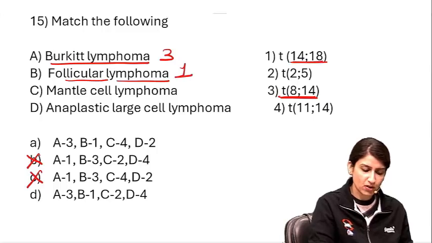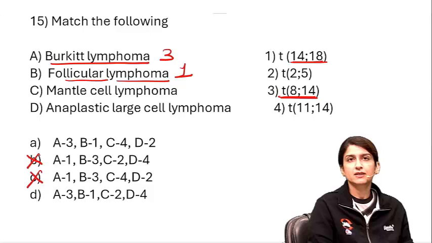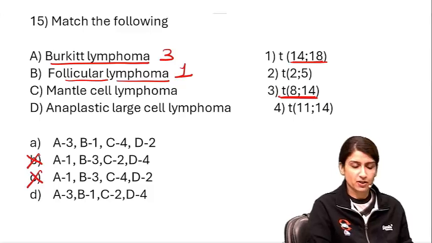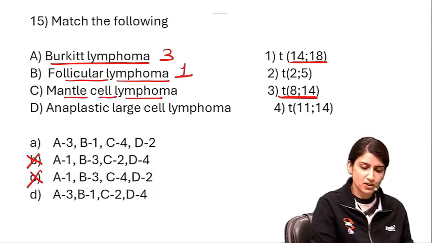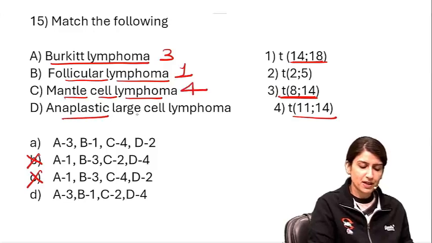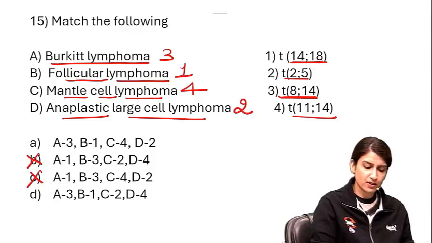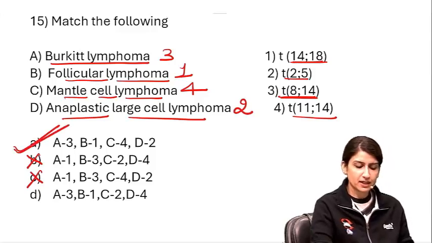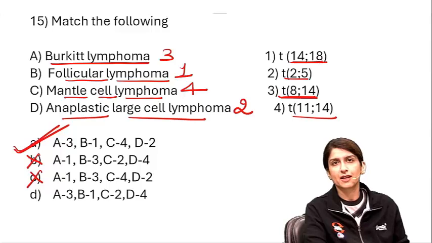So B का हो गया 1. Again, third and fourth are going to determine now. Mantle cell lymphoma is what? 11;14. So C का हो गया 4. Anaplastic lymphoma is going to be 2;5. That is 2. So 3142. यानी कि my correct answer is option A here.